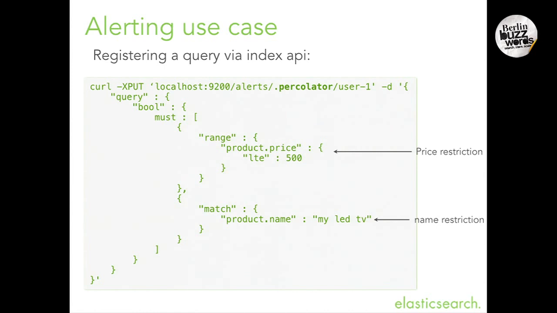You see, we have a range query and a match query, and if you're not familiar with Elasticsearch, the match query just matches on specific terms, and the range query matches a document if it falls within a certain range. In this case, they both need to match because we combine them in a Boolean query with must clauses.